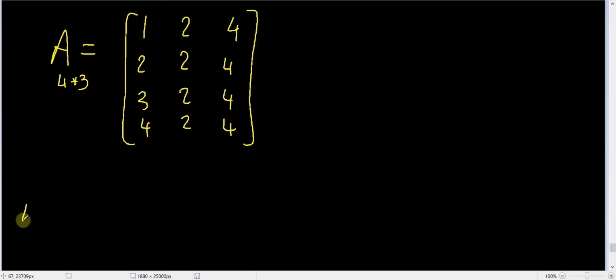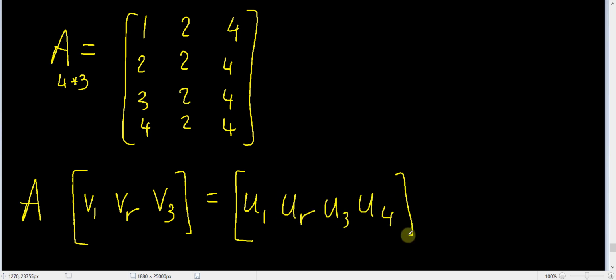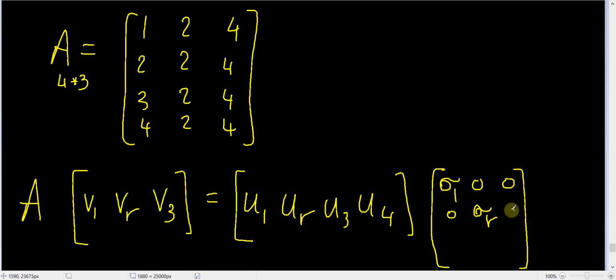So here we have A multiplied by the matrix V, which is V1, VR, V3. This is equal to the matrix U, which has columns from the column space and the left null space. So we will have 4 columns, 4 bases for the complete 4D space, U1, UR, U3, and U4, and this is multiplied by some tall matrix sigma that has the same dimensions as the matrix A. Here I'll have sigma 1, 0, 0, 0, sigma R, 0, and then 0, 0, 0, 0, 0, 0, because I want this to be a 4 by 3 matrix.